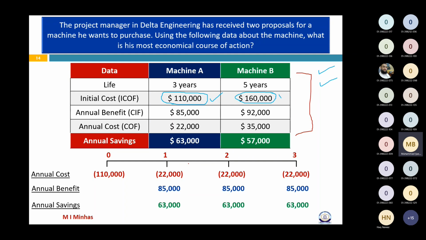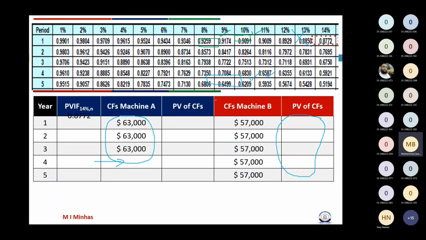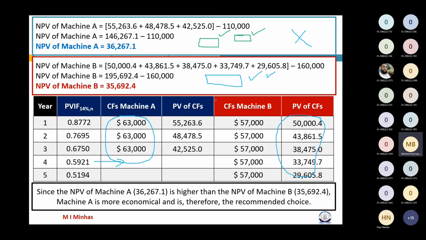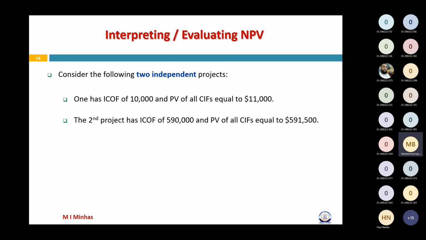Now I'll talk about this difference in the initial investment. So let's have a look at that first, and then we'll study the benefits and the disadvantages of net present value. Let's say there are two independent projects, right?